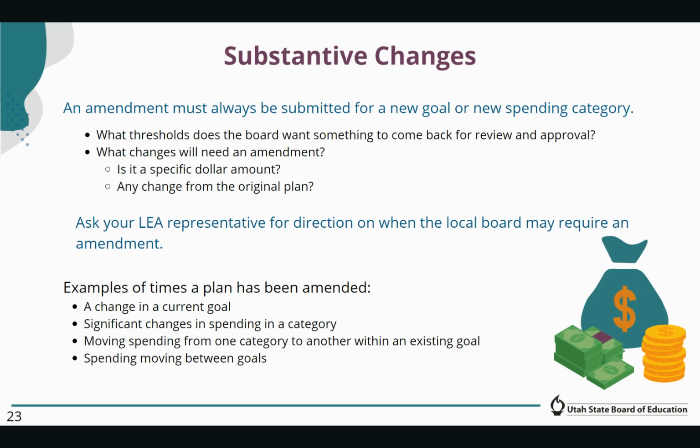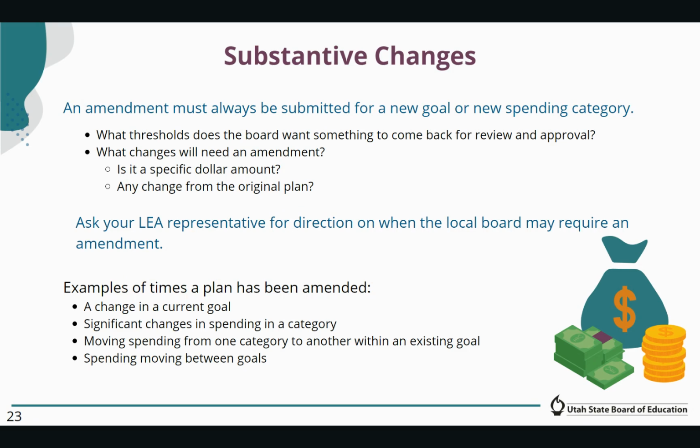The mini grant process is one example of a substantive change to the plan and the amendment process. Amendments will not always need to be submitted for changes, but an amendment must always be submitted for a new goal or a new spending category within a goal. Other times when an amendment is required is up to the local board's discretion.